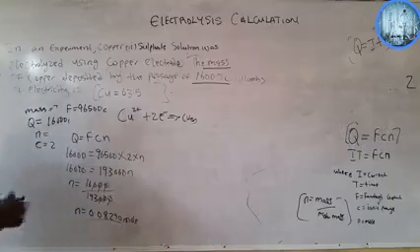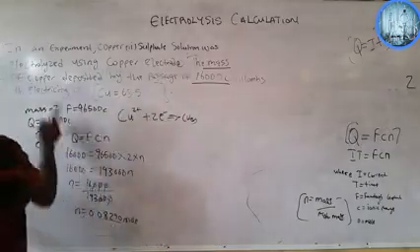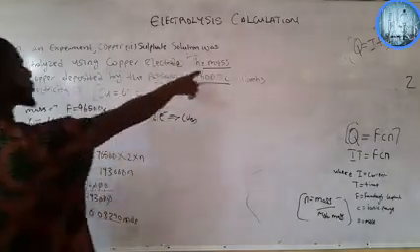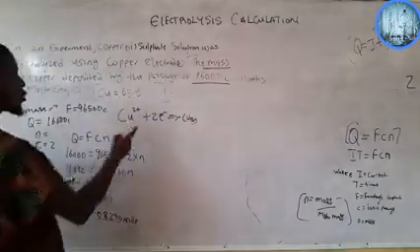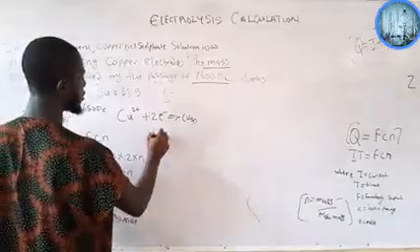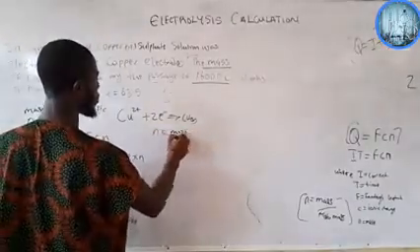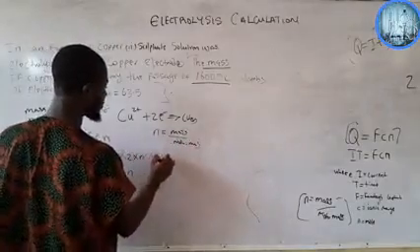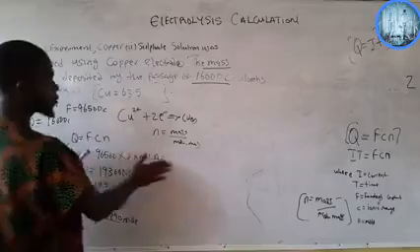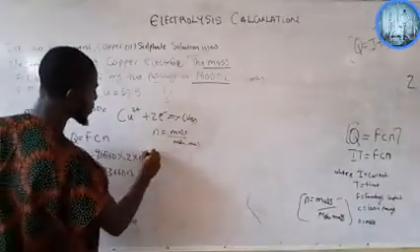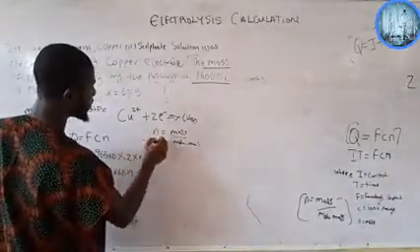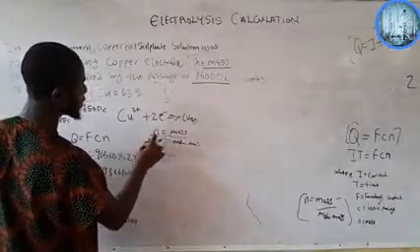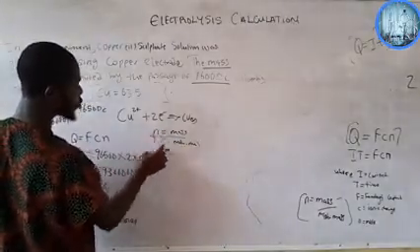But remember, they asked for the mass of copper, not the moles of copper. This is the mole of copper, so we have to find the mass. Let's convert these moles to mass using this formula: number of moles equals mass over molar mass. Making mass the subject, mass equals number of moles times molar mass.